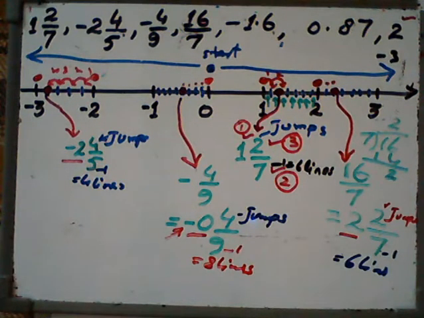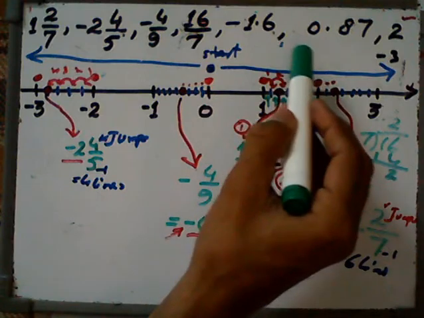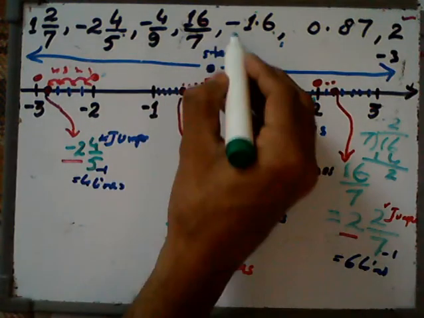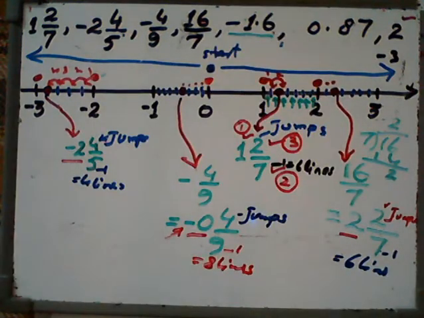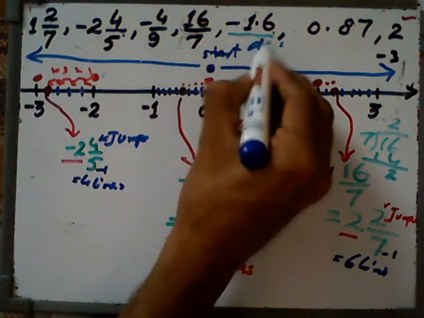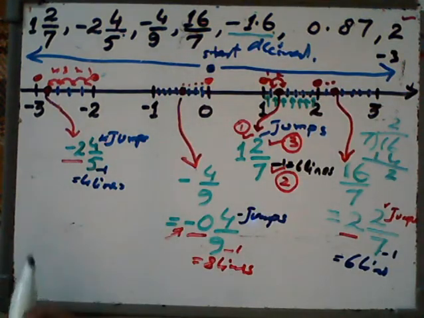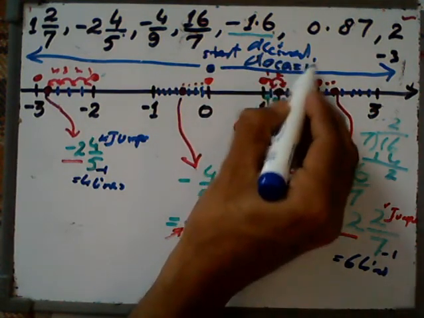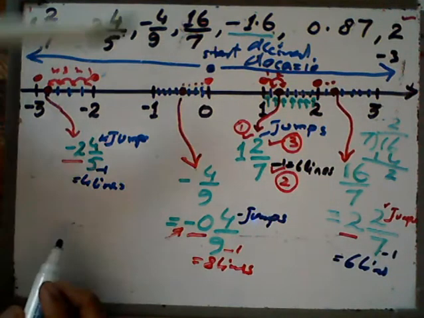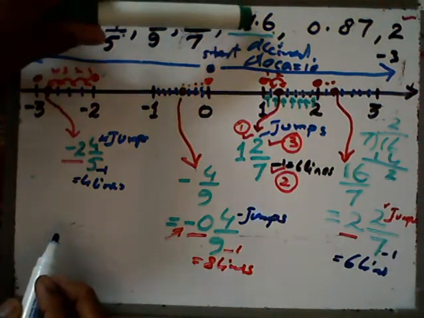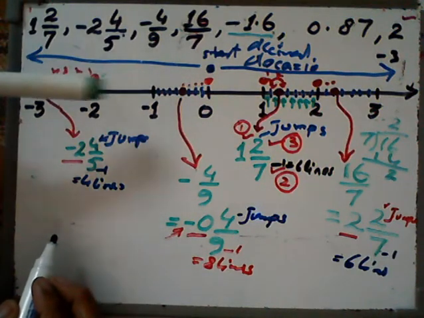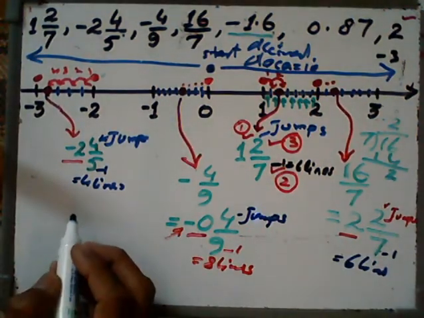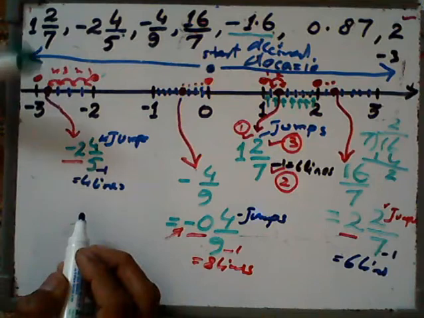Now come to the next number, minus 1.6. You can see that this is actually not a fraction, this is a decimal. What is meant by decimal? Decimal comes from deca, and deca means 10. So we will be splitting the interval from -1 to -2 into 10 equal parts. 10 equal parts means how many lines will we draw? 10 minus 1, which means 9 lines.